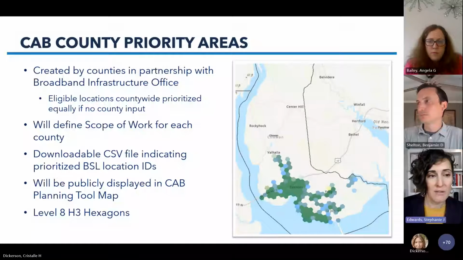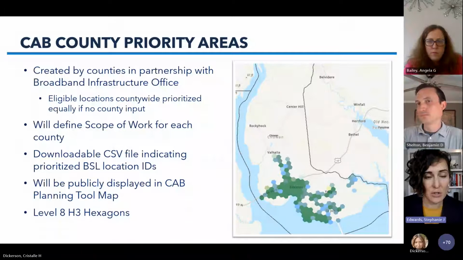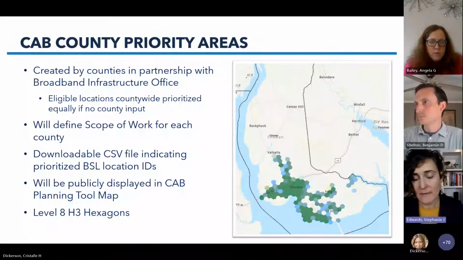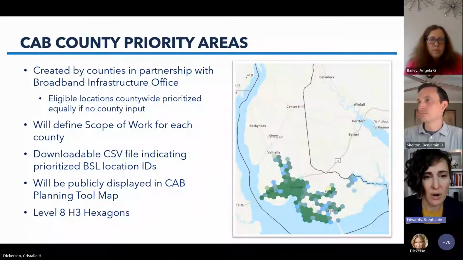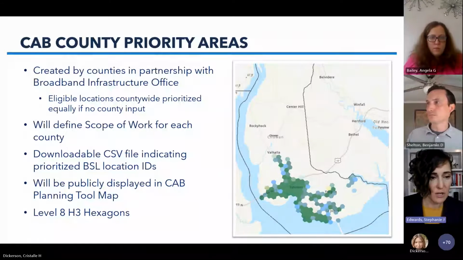Whatever you want to have an eye to, here's an opportunity to coordinate with the Broadband Infrastructure Office, and together we come up with prioritized areas. If the county is participating in CAB but is not in a position to highlight particular areas, then the eligible locations within that entire county will probably weigh a little more equally across the county. And we're still working on our criteria for evaluation.